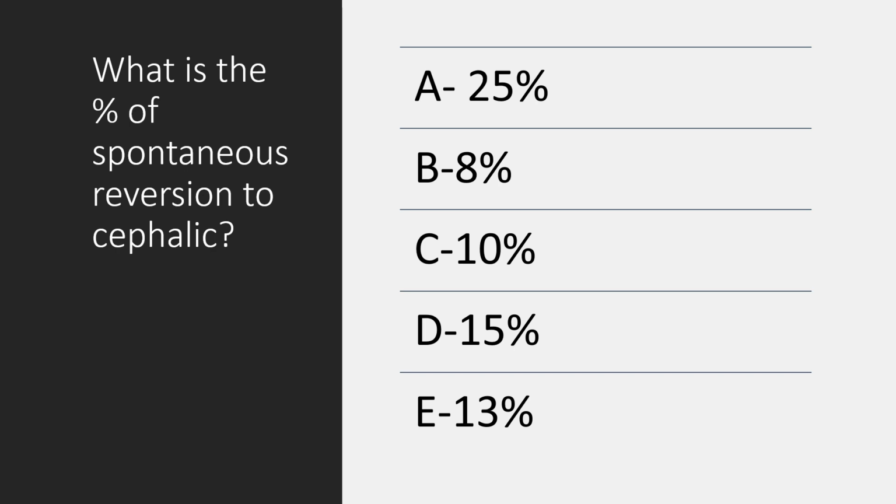What is the percentage of spontaneous reversion to cephalic? Is it A, 25%, B, 8%, C, 10%, D, 15%, or is it E, 13%? And the answer is B, 8%.